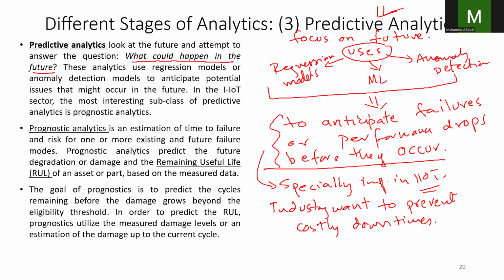Okay, so a particularly valuable subclass of predictive analytics is prognostic analytics. This refers to establishing the time of failure and the risk of degradation, for example, how much life is remaining. This is very important for the industry, finding out the remaining useful life of some equipment. And RUL basically helps us know how many cycles or hours are left before a component should be replaced. This prediction is based on the measured damage levels, historical pattern, and even the real-time operating data. So in essence, predictive and prognostic analytics allow industries to transition from reactive to proactive maintenance.